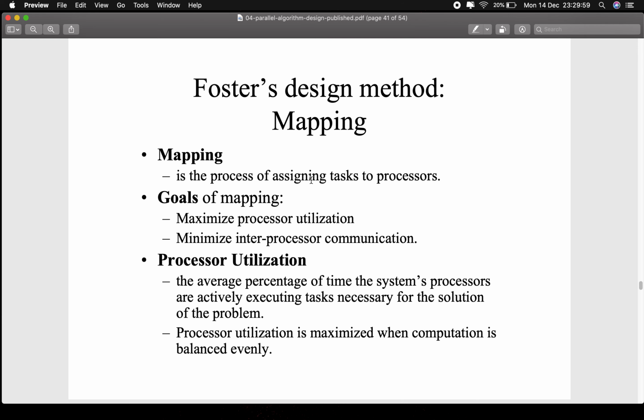And we are currently at the last method under the parallel algorithm model. Sorry, not method, parallel algorithm model. So over here you have method number 4, which is mapping. Mapping is the process of assigning tasks to processors. So what is the objective? To maximize processor utilization and to minimize inter-processor communication. So this is the goal for mapping.